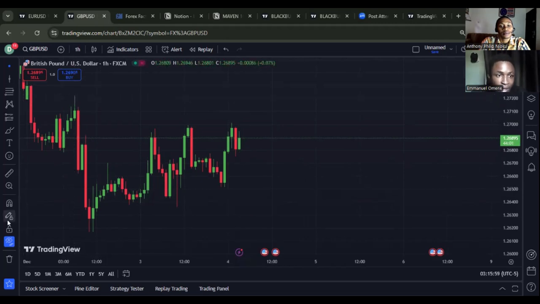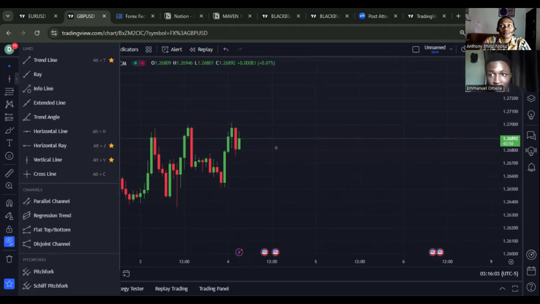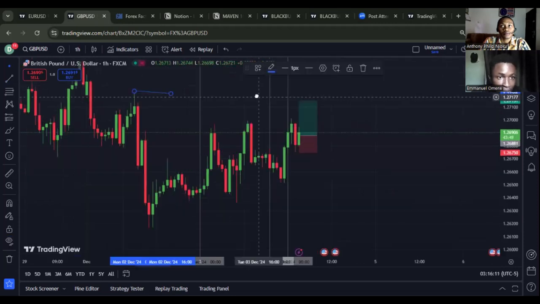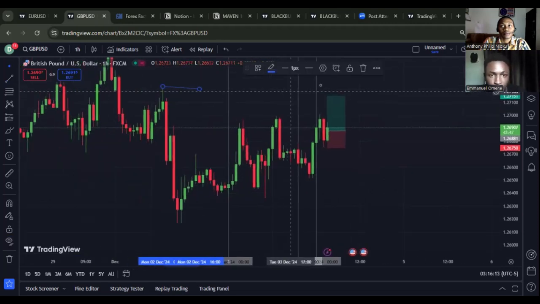The thing is, I only trade 2RR. Even if I know the market will go 10,000 kilometers, I take 2RR and I'm out. It's just my model. Let me just put it like that. But I'm coming.